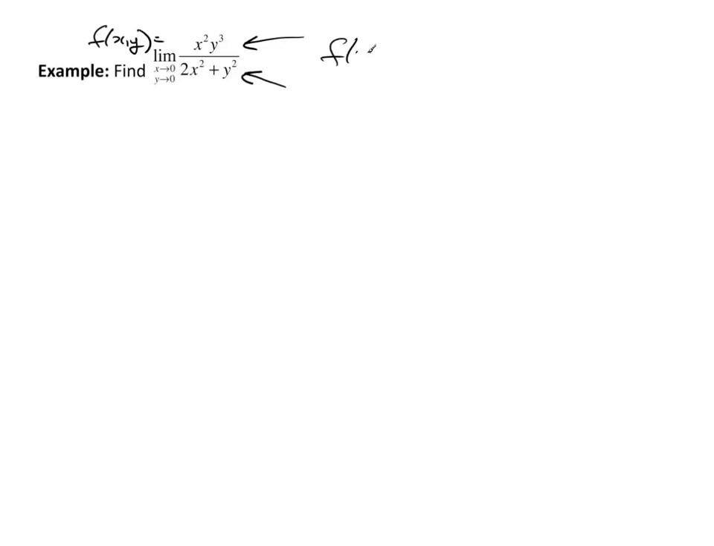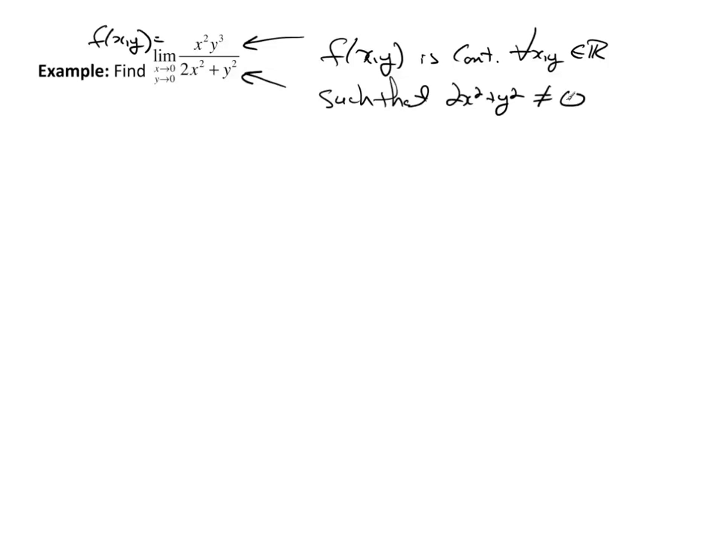So I know that f of x, y is continuous for all x, y in R such that 2x squared plus y squared is not equal to 0. Well, that is only going to happen when both x and y are 0.